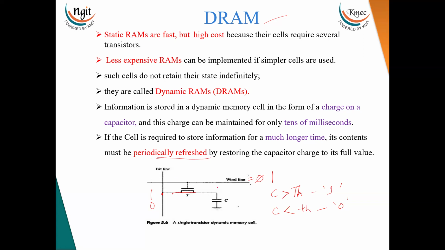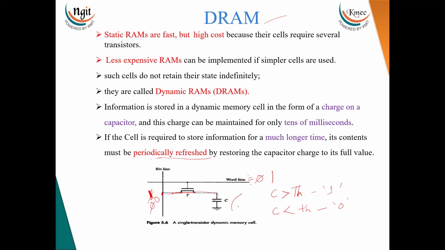Now, how is the capacitor written? For example, on the bit line, data bit 1 is available. Because the word line is 1, the transistor is acting like a closed switch, and this 1 will be applied to the capacitor, and the capacitor charges to the maximum. Similarly, if the 0 value is available, the capacitor will not charge, and that will be considered as a 0.